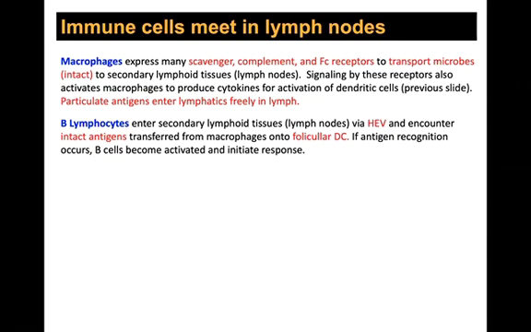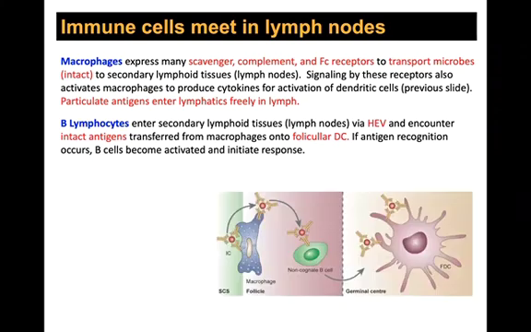Your B cells enter your lymph nodes, again, via the high endothelial venules. What's happening is the macrophages are actually transferring their antigen to follicular dendritic cells. And follicular dendritic cells are like the Christmas tree of the immune system. They just hold stuff on their branches for long periods of time, and B cells come and sample it and see if they can recognize it.